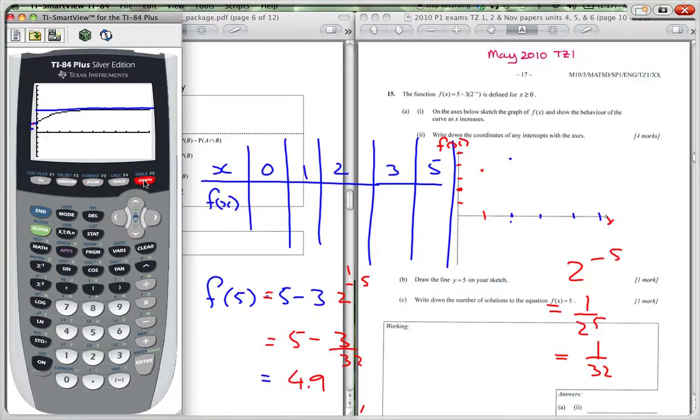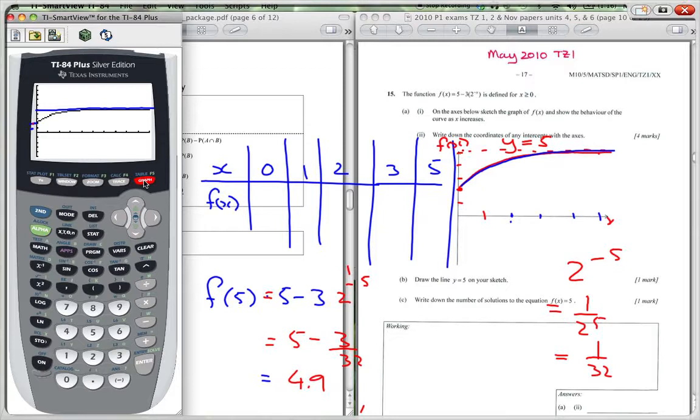So this is 3, 4, 5. If this is our line for 5, we're getting very close to that, about 4.9. Your graph is going to look something like this. This line over here, y is equal to 5, is your horizontal asymptote. The graph never touches it, but it gets closer and closer to it.